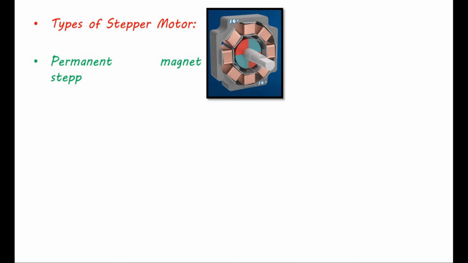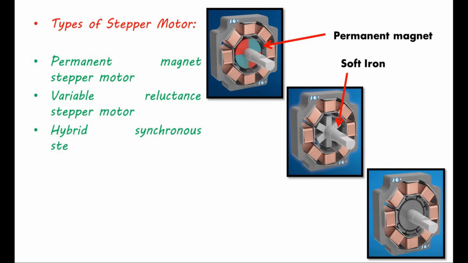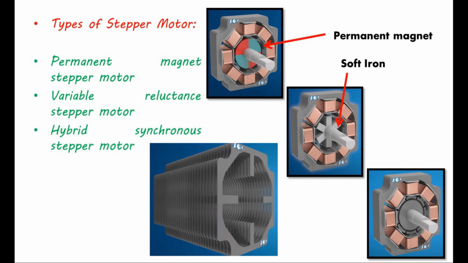This motor is classified into 3 categories. First, the permanent magnet stepper motor, in which a permanent magnet is used in the rotor. Second, the variable reluctance stepper motor, where soft iron material is used in the rotor. And third, the hybrid synchronous stepper motor, which combines the features of both rotors. The stator of these motors is made of laminated thin sheets to reduce eddy current.